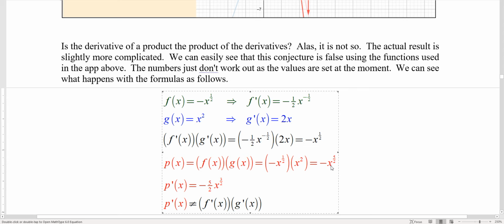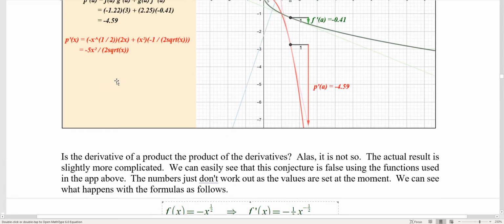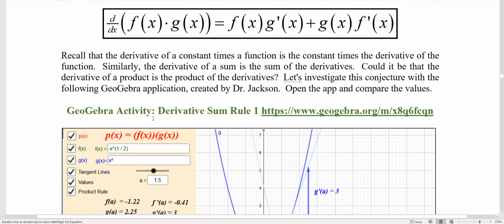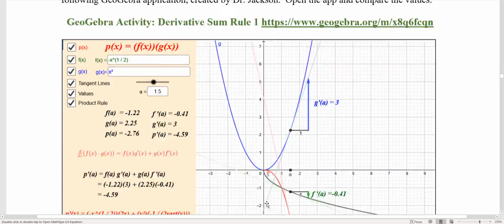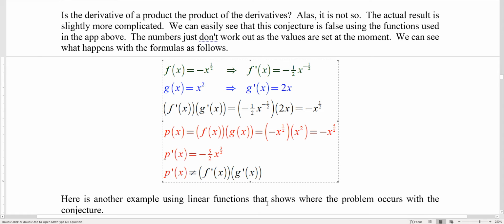Now, since that's a power function, we know how to do its derivative. 5 halves times negative 1 is negative 5 halves for the coefficient. Subtract 1 from the power. 5 halves minus 1 is 5 halves minus 2 halves, which is 3 halves for the power. And of course, these two things are not the same. Of course, we knew they weren't going to be the same because these numbers didn't work out to be the same in the example we were looking at.